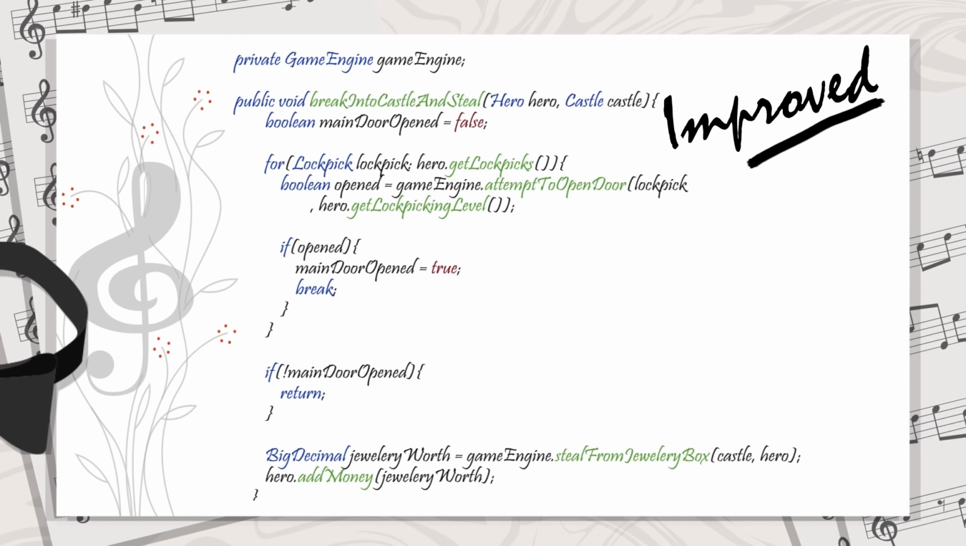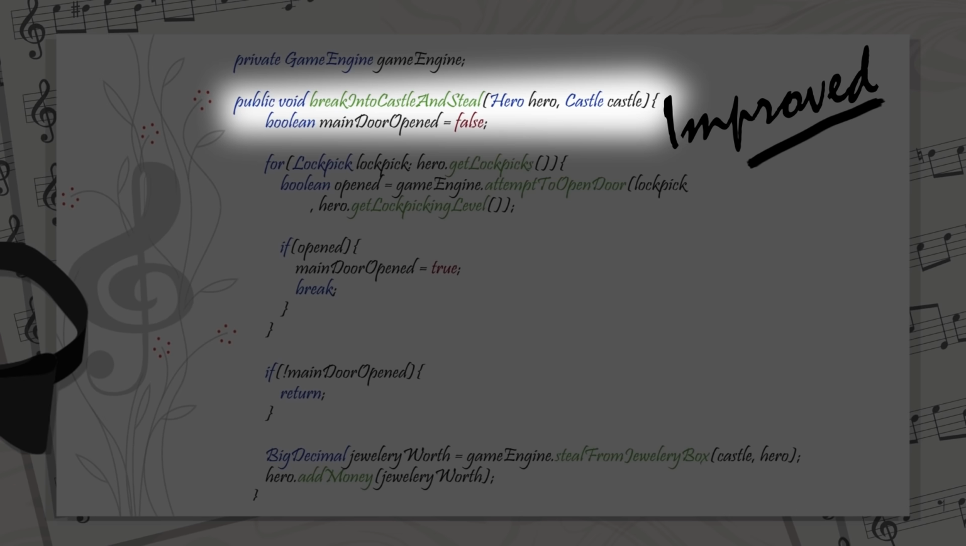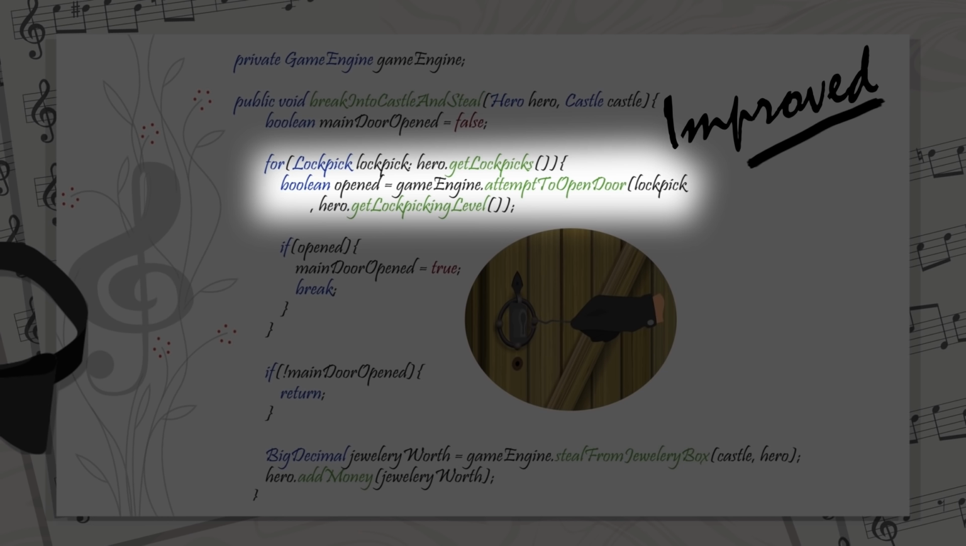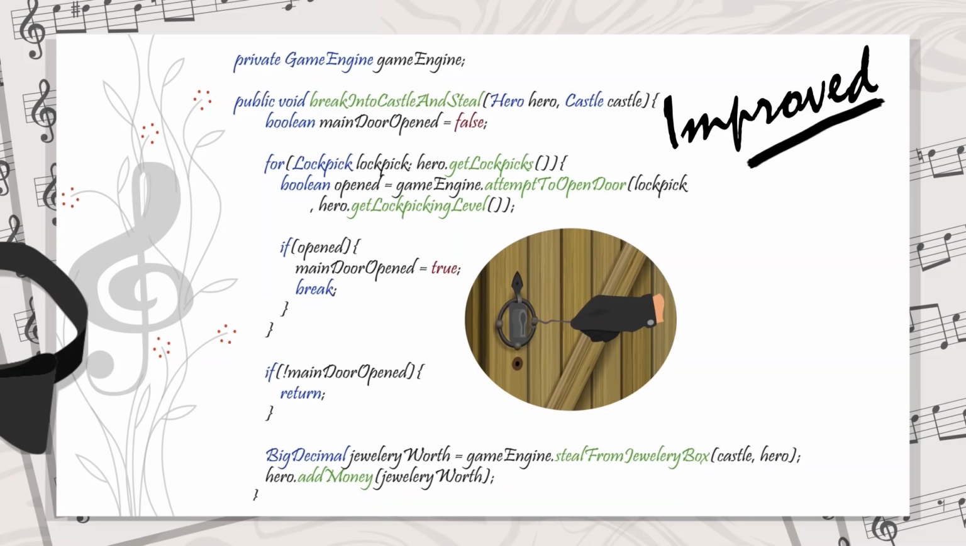Okay, now we know for sure that the hero breaks into the castle, and he does it using the main door. That's a hell of a brave attempt. I guess he knows what he's doing. Then he simply tries to open the door using his set of lockpicks. If he succeeds at some point, great. We open the door and get in. If not, well, the hero is off to find a different castle, I suppose.